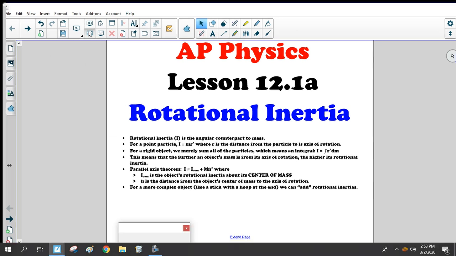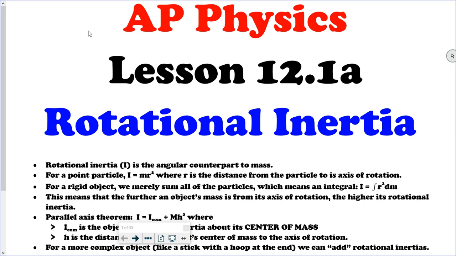All right, here we go. So today we're going to learn about rotational inertia. Honestly, most of this is stuff that we learned in honors last year. So there will be a little bit of review, but there's also a little bit more about where all this comes from and a new theorem called the parallel axis theorem.